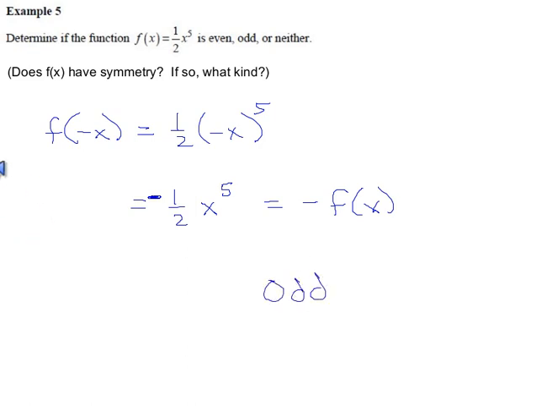Now, if you remember the rule about powers, you might have gotten this very quickly by saying, this is x to the 5th power, 5 is odd, this will have odd symmetry. And if you did that, you're absolutely right.